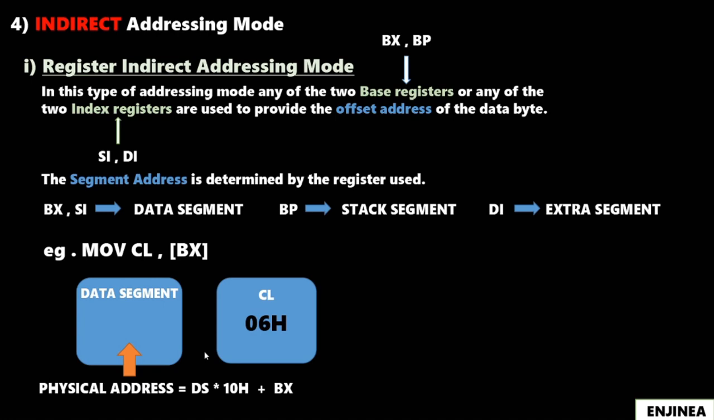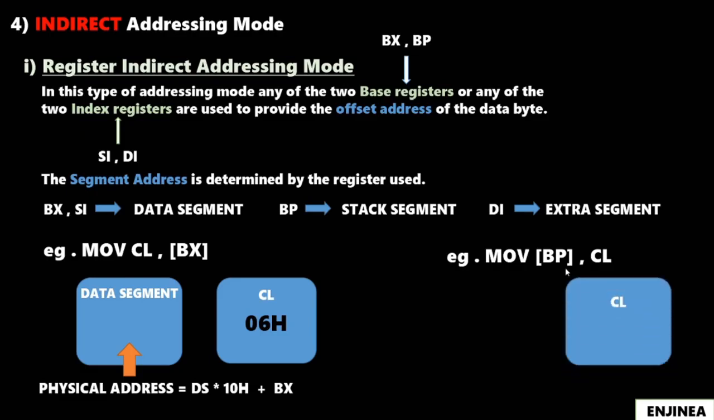Let's take up another example. Suppose we have MOV [BP], CL. Here we can see our destination is specified inside the brackets. So suppose inside our CL register we have a value 06H.